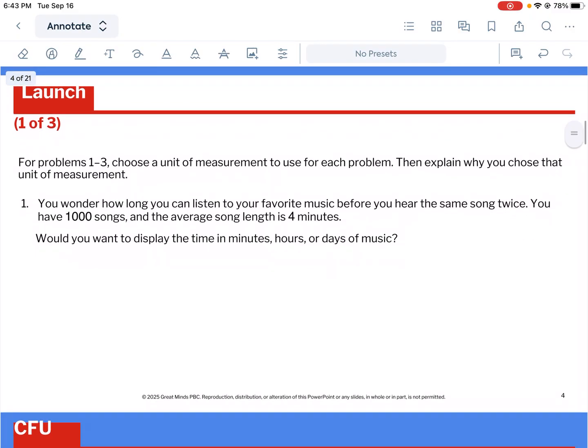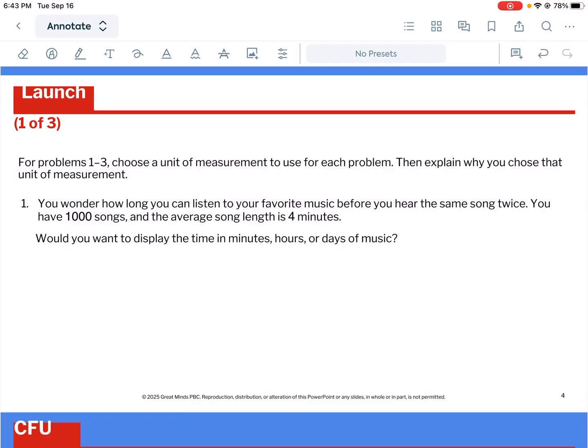Moving along. For number 1, we did this a little bit in class, but I'm going to go back over it anyways. For problems 1 through 3, choose a unit of measurement to use for each problem. Scratch out that word choose and write the word convert. We're not choosing, we are converting directly.